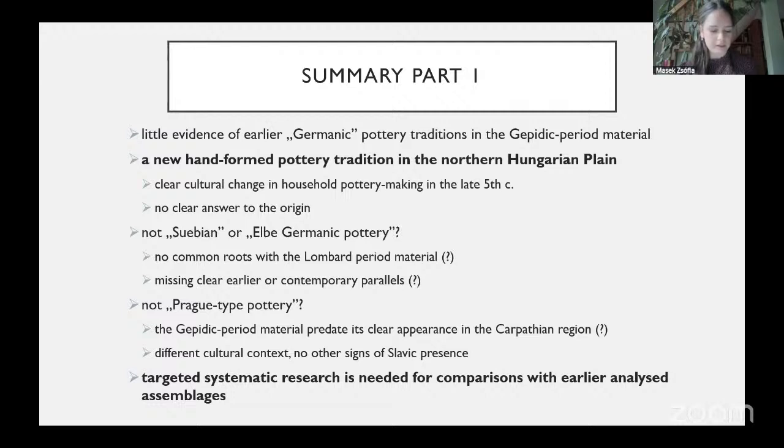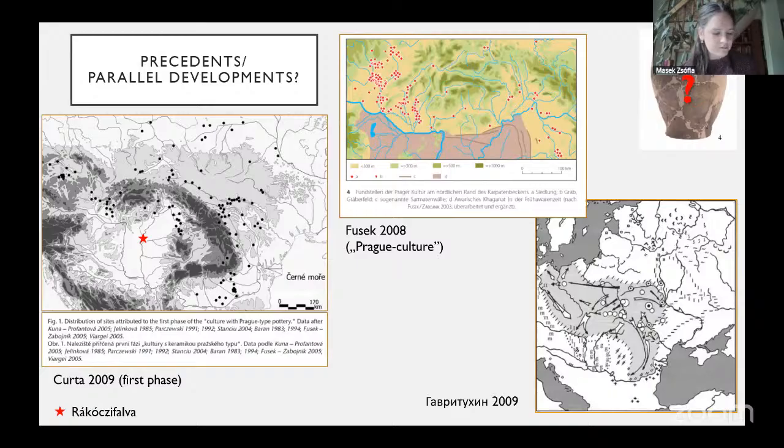The context is clearly Germanic and pre-Avar in character, with no other signs of Slavic presence in the settlements or in the inhumation burials of Germanic character in the so-called Reihengräberfelder. Further research must focus on settlement materials that are difficult to date and are complicated by the questions of Slavic ethnogenesis. Targeted systematic research is needed for comparisons with previously analyzed Slavic assemblages.